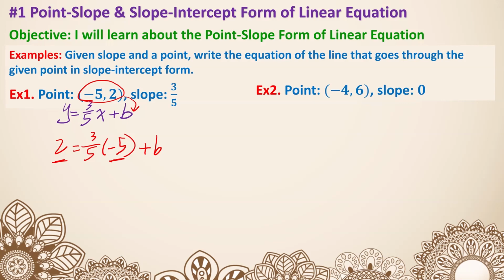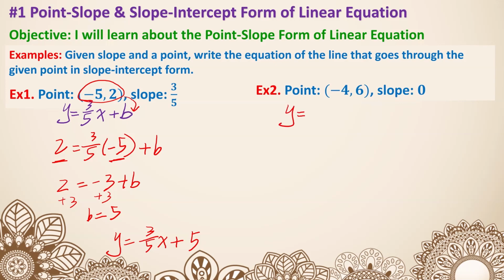Now you can see we have an equation that is just missing b, so we can solve for b. On the left side, 3/5 times -5 is -3 plus b. Add 3 on both sides. So my b is 5, which means my equation is y equals 3/5 x plus 5. That's example 1. Let's try example 2.